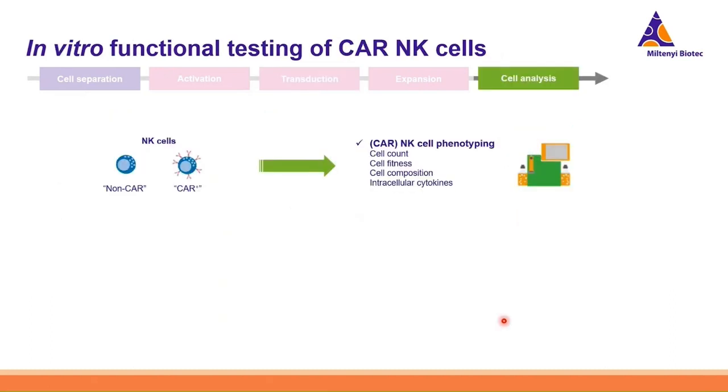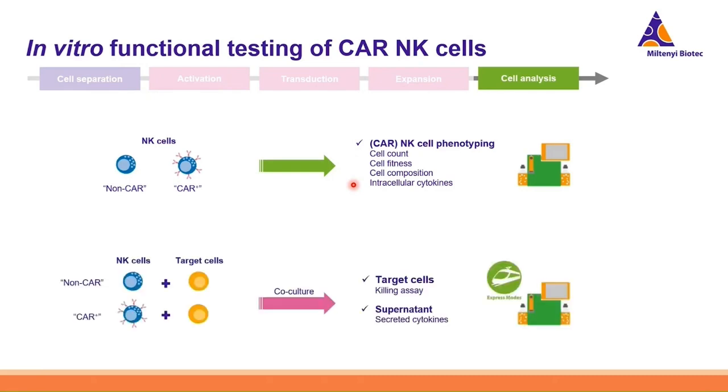And now to my final point, which is the cell analysis. Of course, at the end and throughout the process, you want to verify your NK cells and CAR-NK cells. So the MACSQuant in combination with our reagents allows you to define the cell count, to look at the cell fitness, the composition of the cells, and also to analyze the intracellular cytokines.